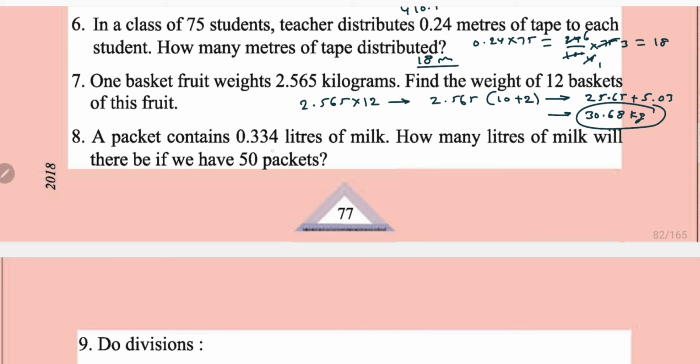A packet contains 0.334 liters of milk. How many liters of milk will there be if you have 50 packets? Again 0.334 into 50. That is the mathematical statement for this question. How can I write it as 0.334 into 100 by 2. Why? 50 is 100 by 2. So this is 33.4 by 2. How much is it? 2 1 ja, 2 6 ja, 2 7 ja liters.